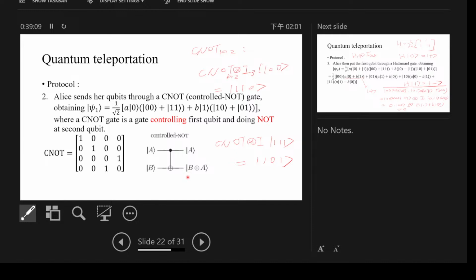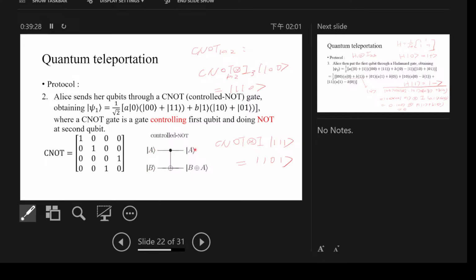Let's see an example: say CNOT on |11>. If the control qubit is 1, then you flip the target qubit.